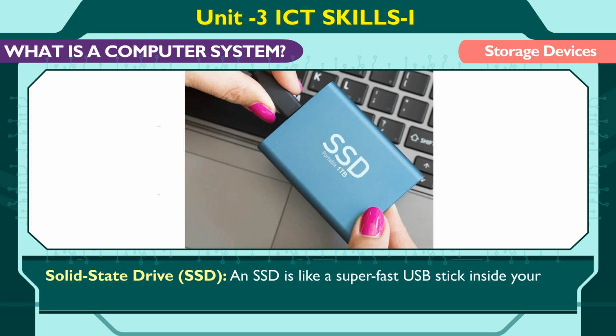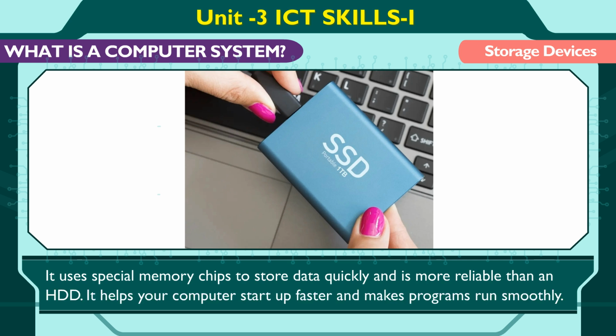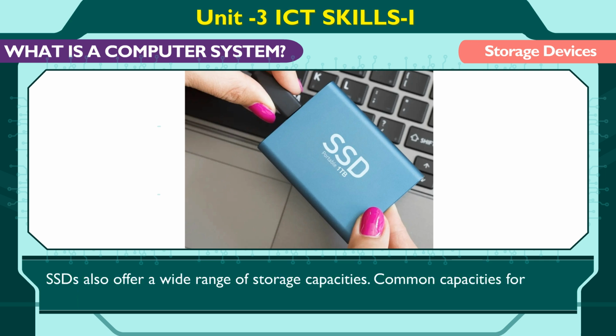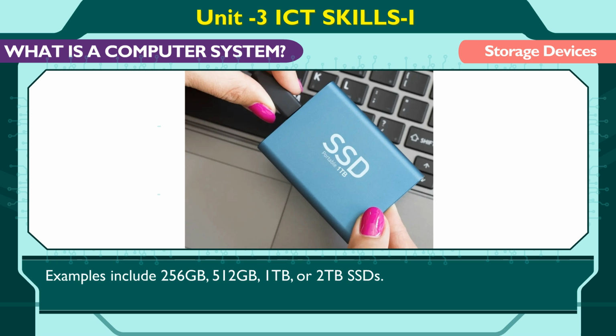Solid state drive, SSD. An SSD is like a super-fast USB stick inside your computer. It uses special memory chips to store data quickly and is more reliable than HDD. It helps your computer start up faster and makes programs run smoothly. SSDs also offer a wide range of storage capacities. Common capacities for consumer SSDs start from around 128 GB and go up to several terabytes. Examples include 256 GB, 512 GB, 1 terabyte, or 2 terabyte SSDs.